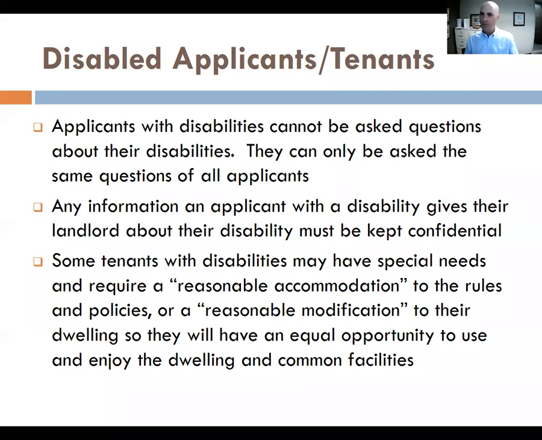So the example there is someone comes in, they're an applicant, and they have dark sunglasses on, and they have a dog with a harness, and you observe the dog helping this person find their way into your office. That's an obvious disability with an obvious need for that animal. In that situation, no verification should be necessary.